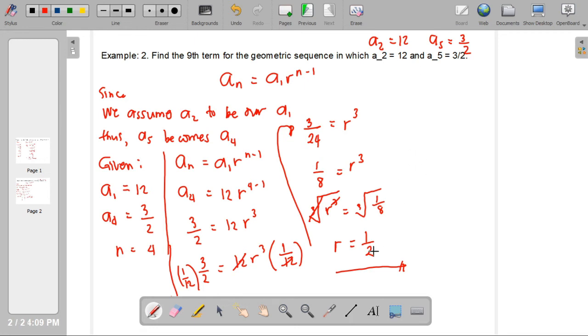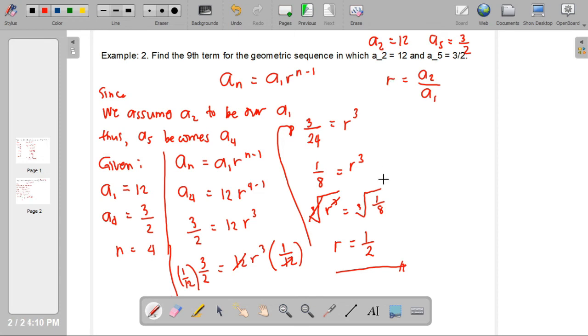Now we have the common ratio, which is equal to 1/2. So what will we do with this? Do you still remember that the common ratio is found by dividing the succeeding term by the preceding term? So the succeeding term, you divide by the first term or the preceding term.